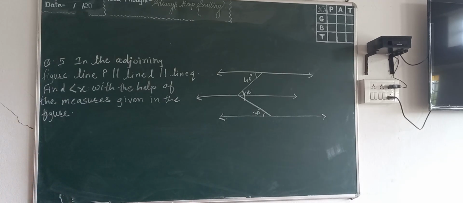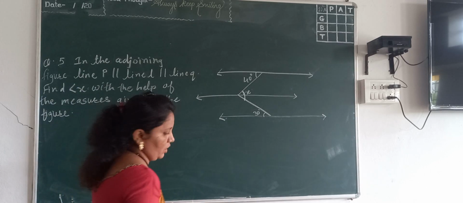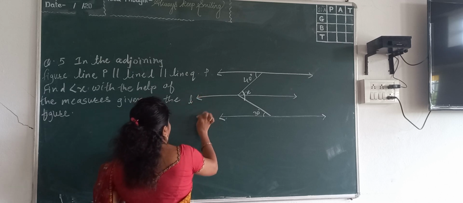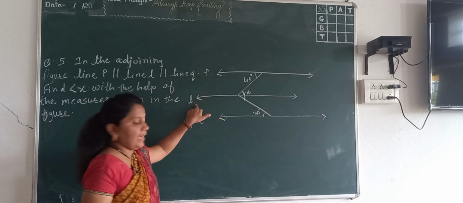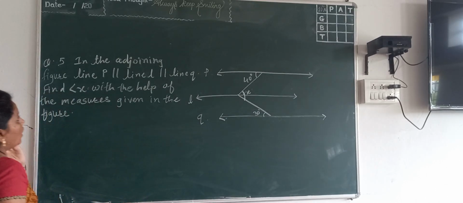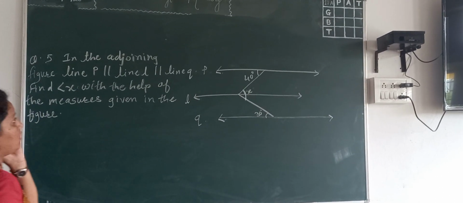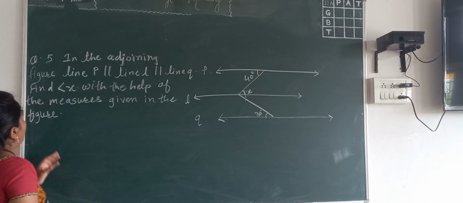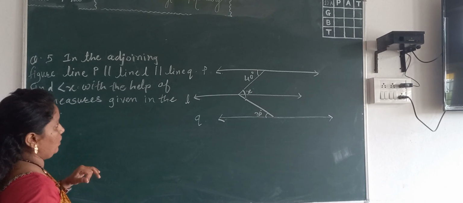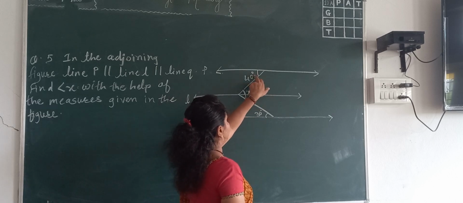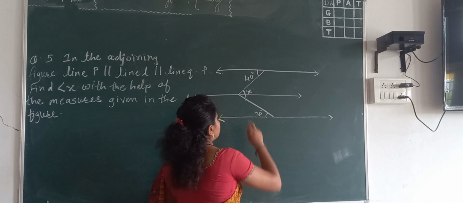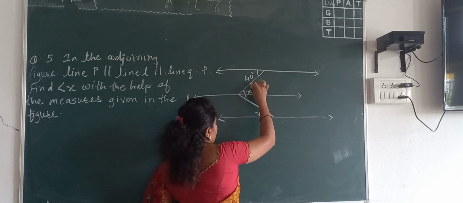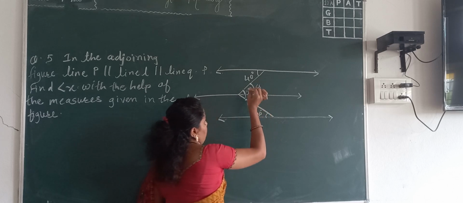Next question, in the adjoining figure, this is line P, line L and line Q. Line P is parallel to line L, which is parallel to line Q. Then you have to find the value of X, the total angle. With the help of the measures given in the figure, only this angle is given, it is 40 degrees and this one. First I consider this angle to be A, and this angle to be B.